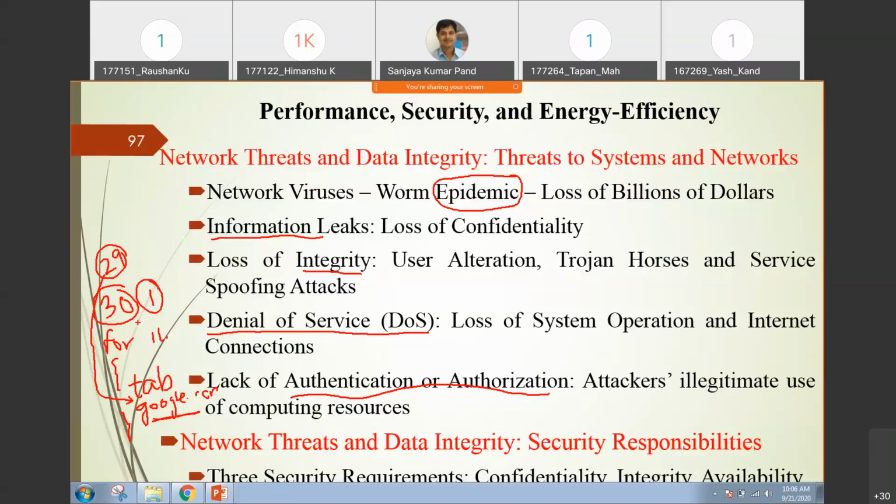Similarly, loss of authentication and authorization. Authentication means, with respect to a particular user, you are giving a username and password. Once the username and password are checked, cross-checked and confirmed, then only you can be considered a genuine user and you will enter the system. That is your authentication.